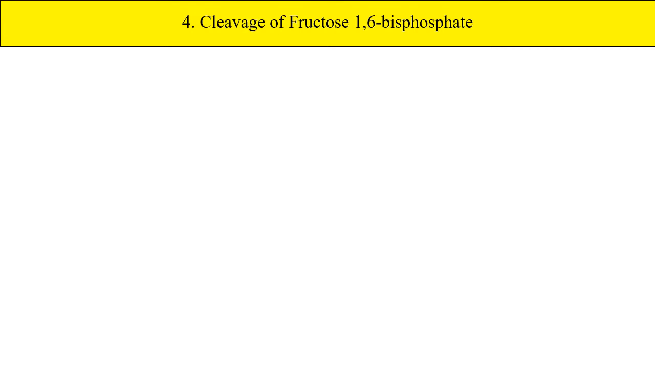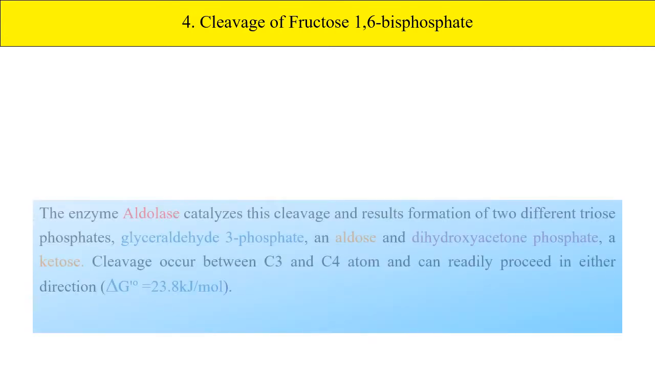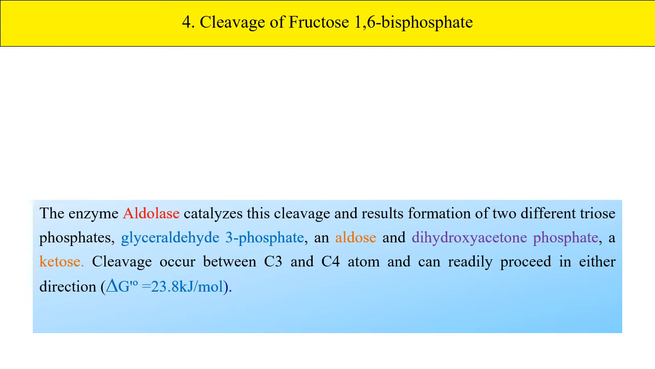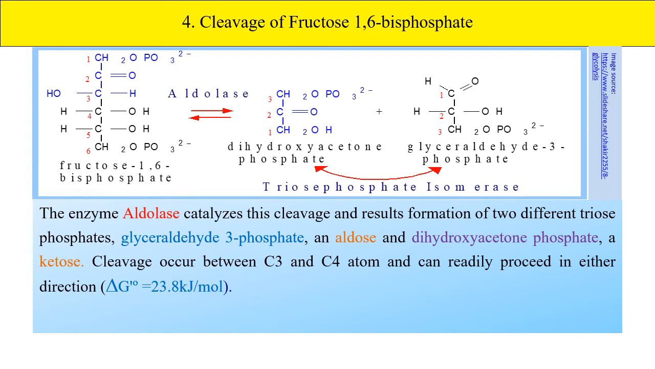Step 4. Cleavage of fructose 1,6 bisphosphate. The enzyme aldolase catalyzes this cleavage and results in the formation of two triose phosphates. They are glyceraldehyde 3-phosphate, which is an aldose, and another one is a ketose, that is dihydroxyacetone phosphate. In this reaction, cleavage occurs in between carbon 3 and carbon 4. Here, the value of the standard free energy change is 23.8 kJ per mole. Thus, this is a reversible aldol condensation type of reaction.